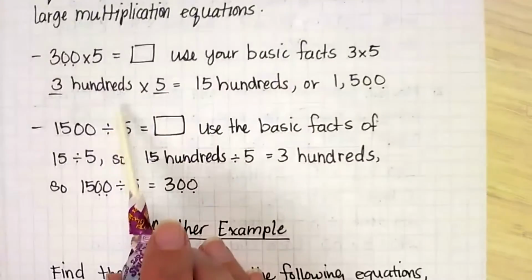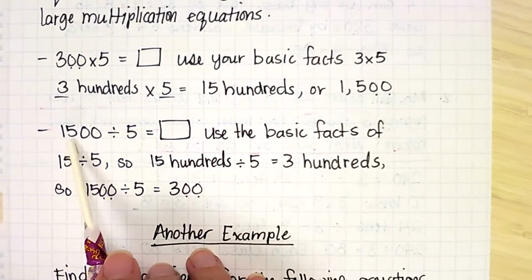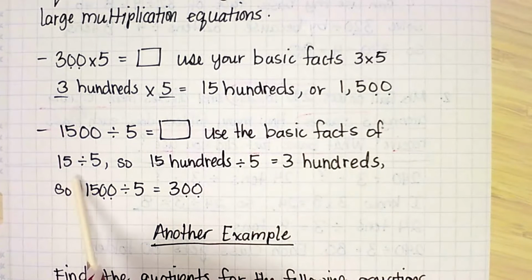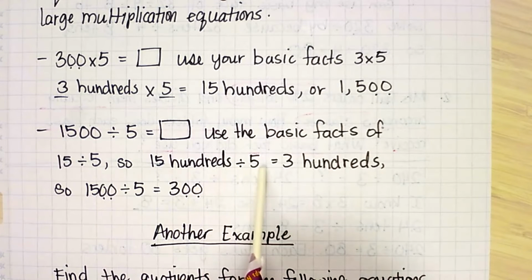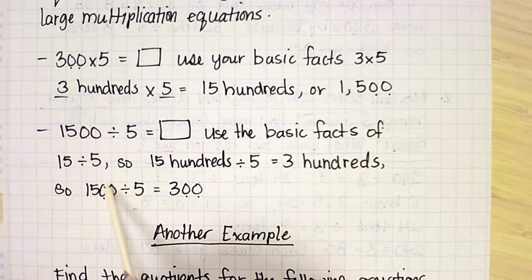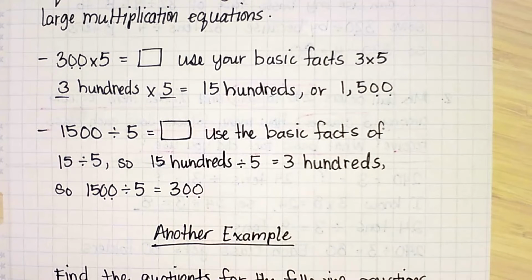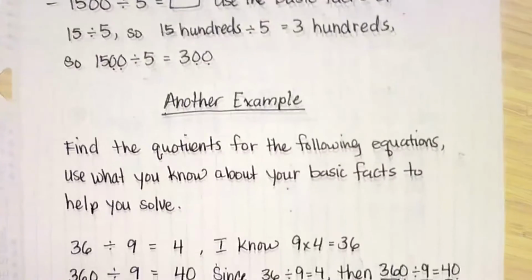Now, if I want to use it for division, if I had 1,500 divided by 5, I'm going to use the basic fact of 15 divided by 5. So 15 hundreds divided by 5 is equal to 3 hundreds. 1,500 divided by 5 is equal to 300. So what I did was I dropped those 2 zeros. I did my basic division, and then I added those 2 zeros back onto my answer.